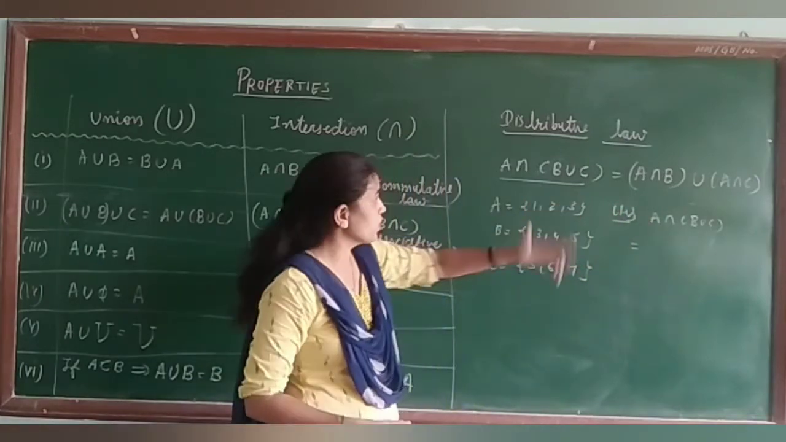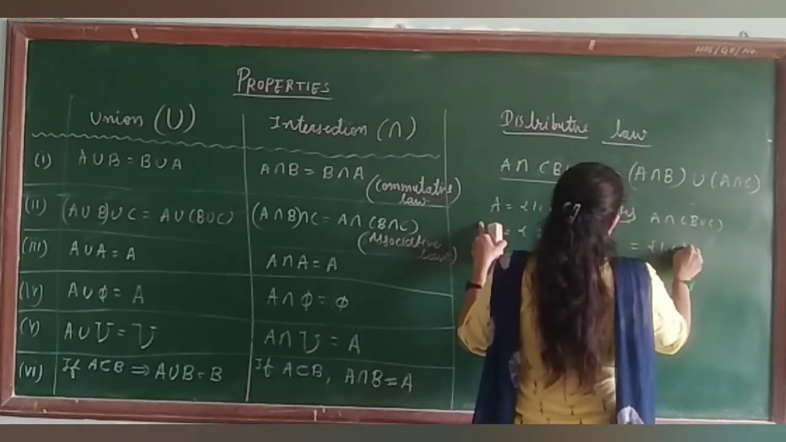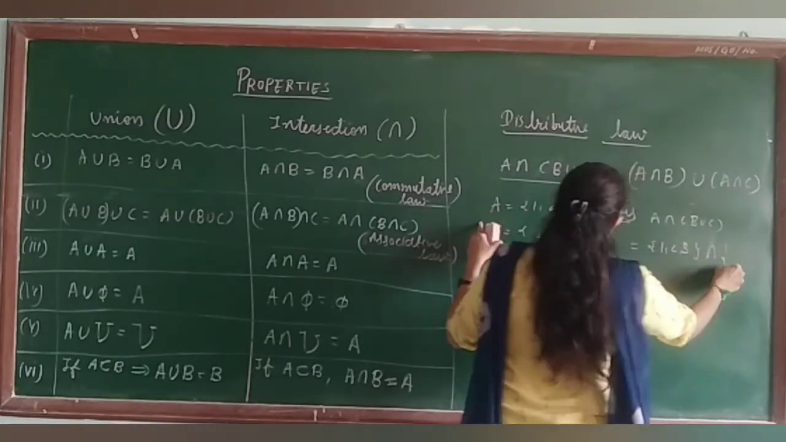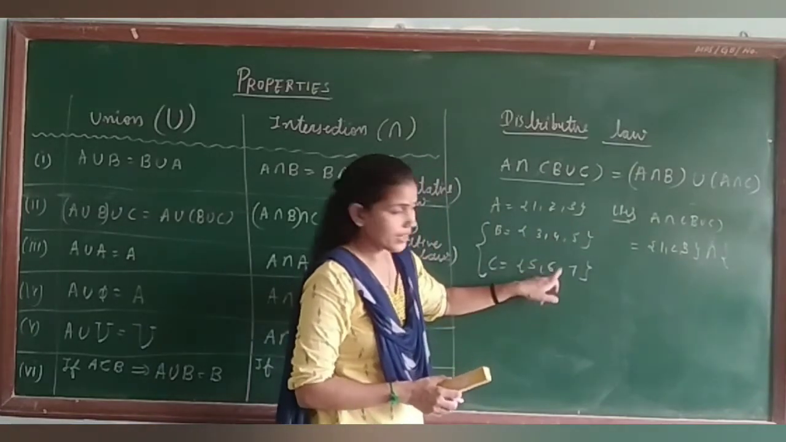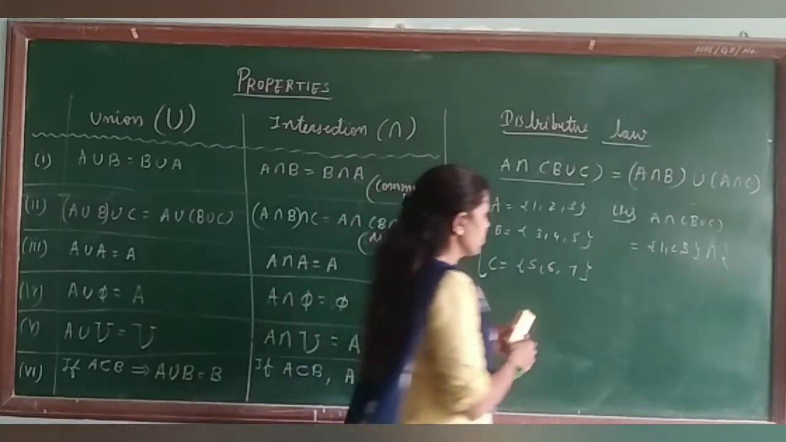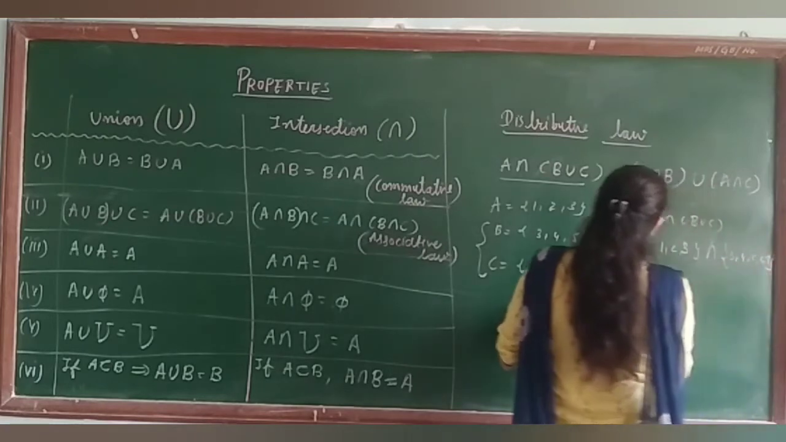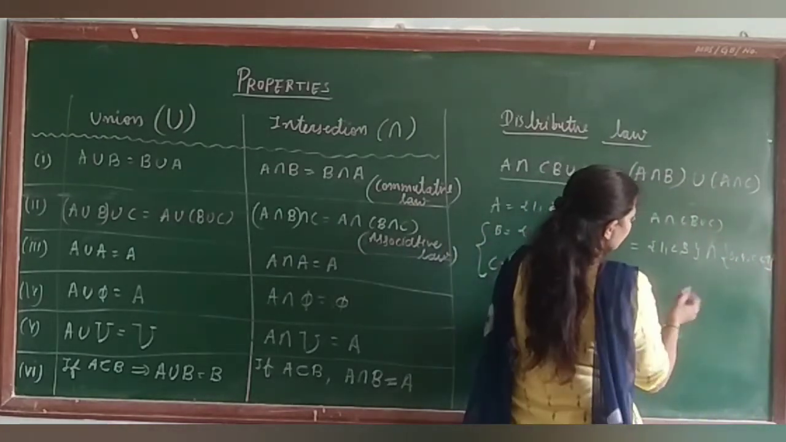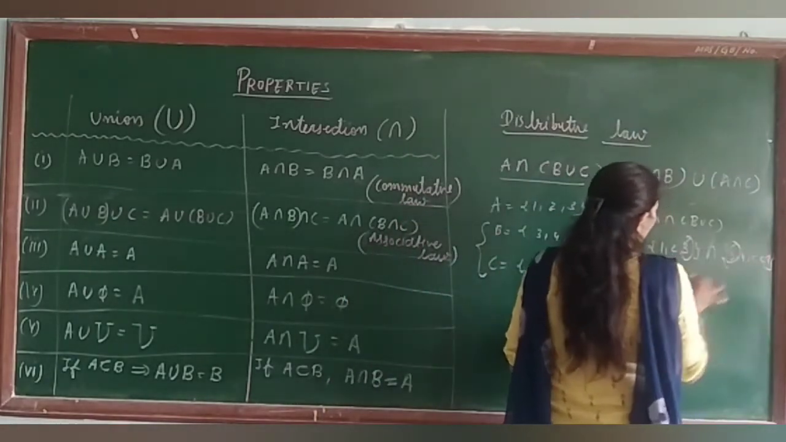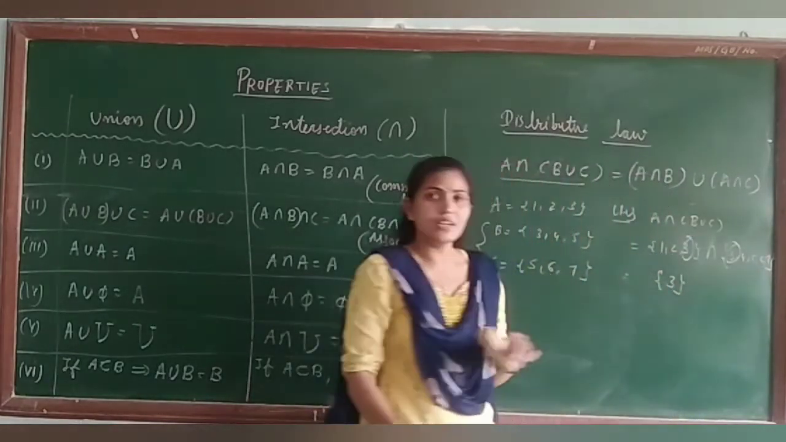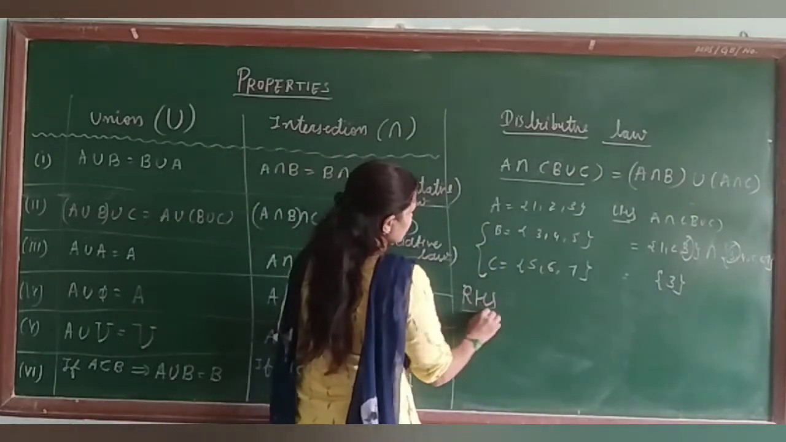A intersection (B union C). So what will be the union of B and C? A is equal to {1, 2, 3}. Right? And what is the union of these two sets? So {3, 4, 5, 6, 7}. Right? What will be the union of both? All the elements. So here you have 3, 4, 5, 6 and 7. Now if you take the intersection of these, that means you have to consider the common element, and the common element is 3 only. So the answer is 3. That is the LHS. Now we can apply it for the RHS. So what do you have in the RHS?